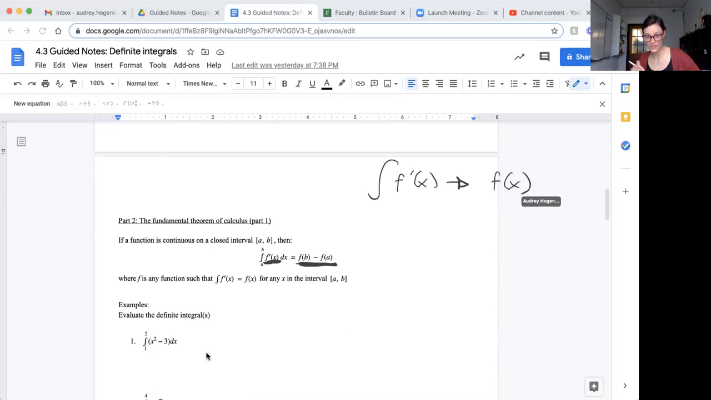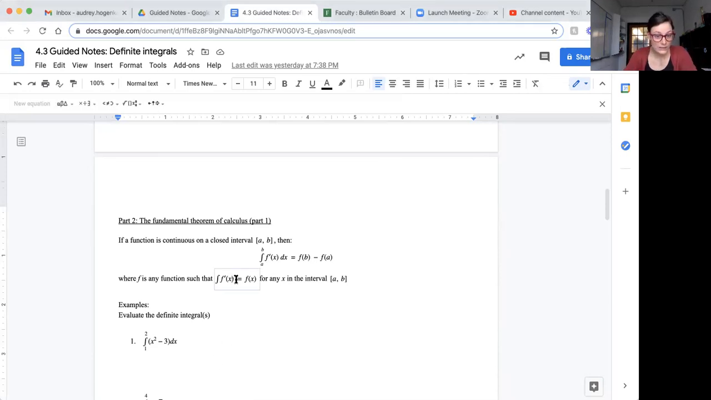So from the derivative to the initial function, except for now, when we get that initial function, we're going to be plugging in numbers and we're going to plug in the top, f of b, minus the bottom, f of a. Okay, so where f is any function such that the integral of f prime of x dx, yikes, Miss Hogan, dx is always needed, equals f of x for any x in the interval. Okay, so we're going to do some examples of these definite integral problems.